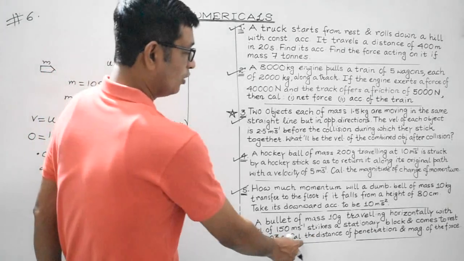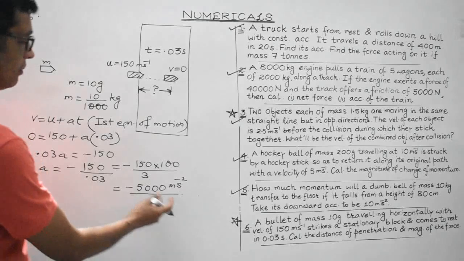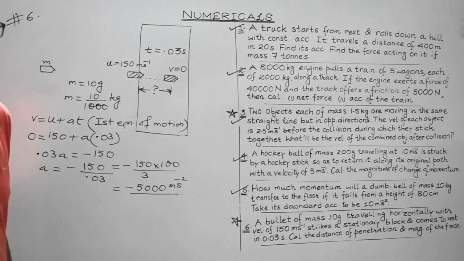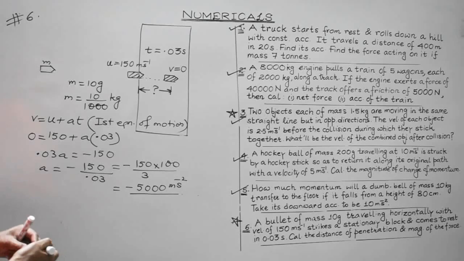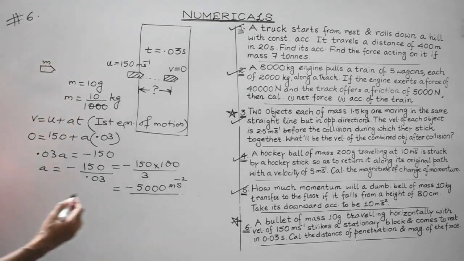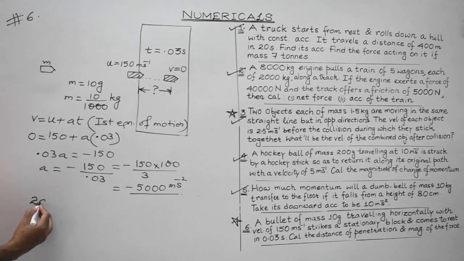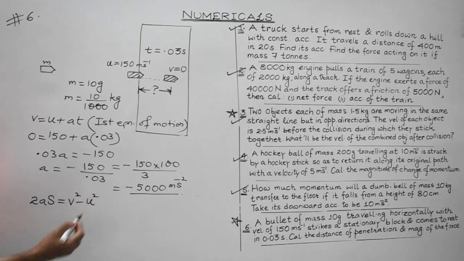Now calculate the distance of penetration. Once we are able to get a, then we can make use of s equals ut plus half at square, or we can make use of v square minus u square is equal to 2as. So it's your wish to make use of any of the equations of motion. So let's make use of this equation: 2as is equal to v square minus u square. This is from the third equation of motion.